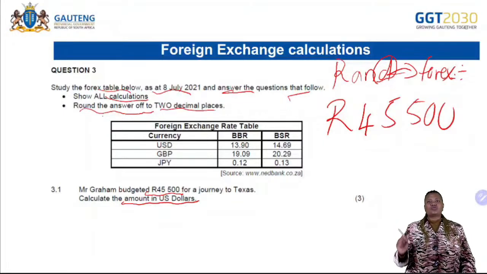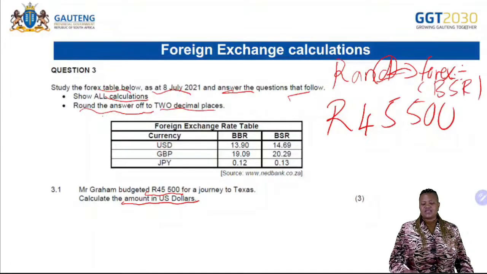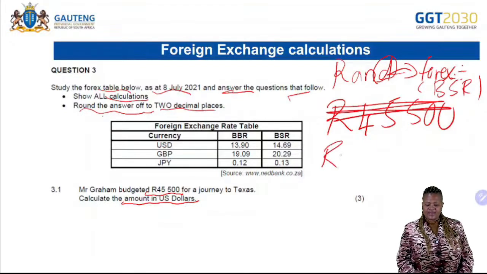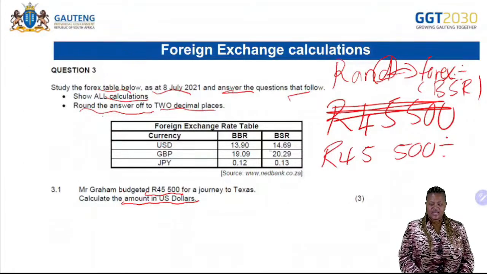What is the bank going to do? Which rate is the bank going to use when assisting Mr. Graham to exchange his currency? Because he has rands and he wants a foreign currency, the bank will sell the foreign currency to Mr. Graham using the BSR. So we've got our 45,500 divided by, what is the US dollar bank selling rate? It is 14.69.